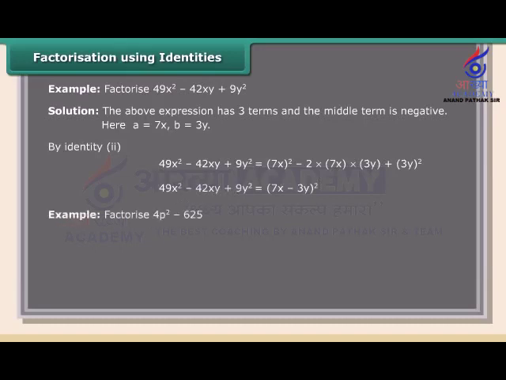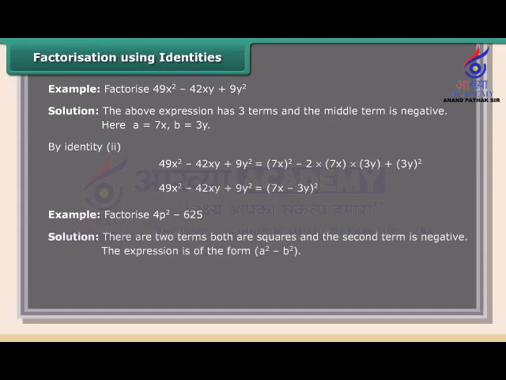Example: factorize 4p square minus 625. Solution: there are two terms, both are squares, and the second term is negative. The expression is of the form a square minus b square. By identity 3, 4p square minus 625 is equal to 2p whole square minus 25 whole square is equal to 2p plus 25 into 2p minus 25.